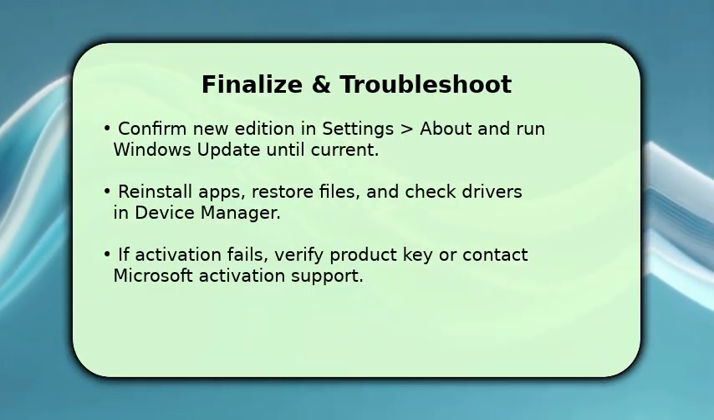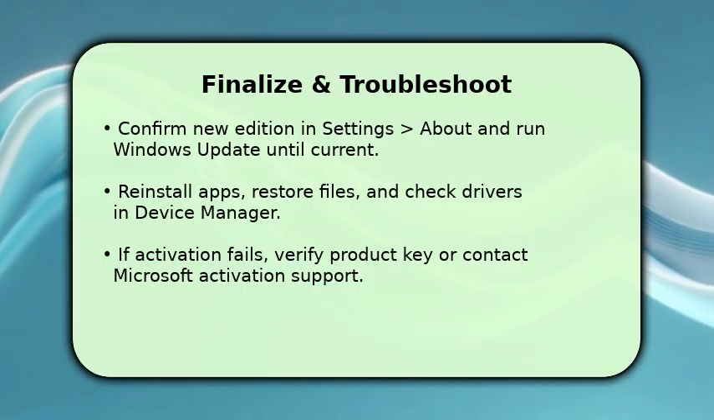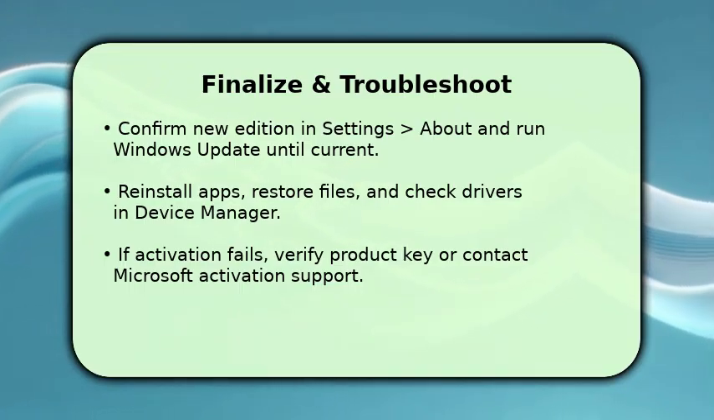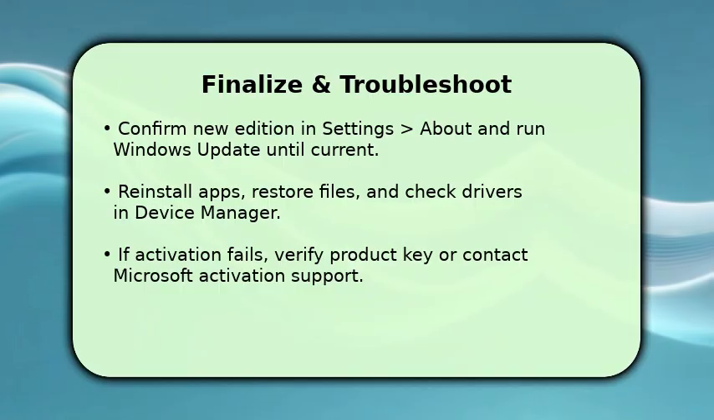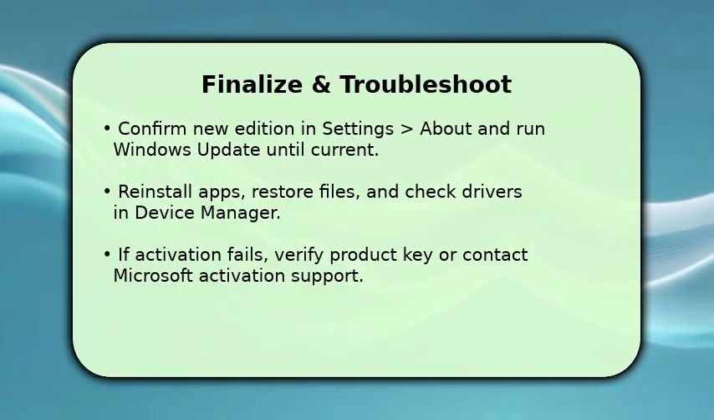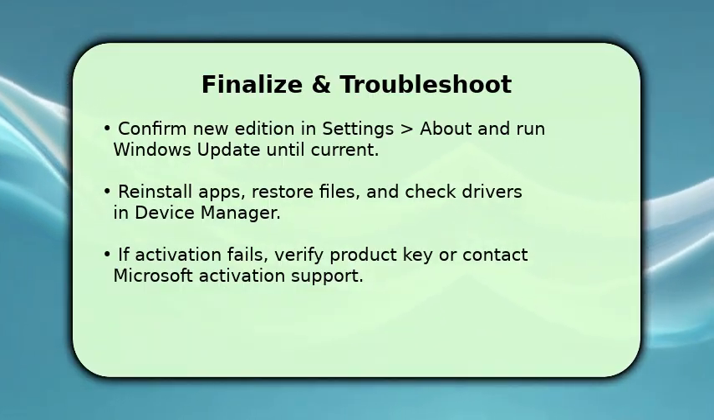If activation doesn't succeed, double-check the product key and internet connection. Make sure S mode or edition restrictions weren't blocking the change. If problems persist, use Activation Troubleshooter or contact Microsoft.